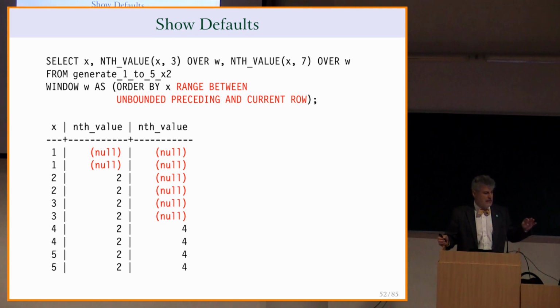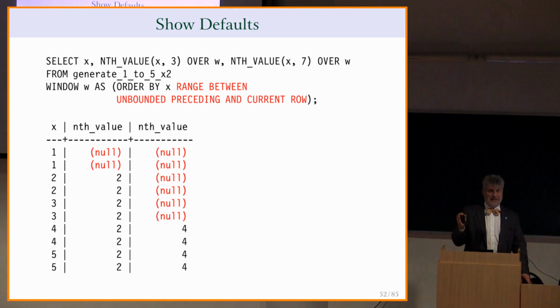The reason this is a null is because nth value works on frames, and there is no seventh value in the frame until you get to the seventh row. It can't see beyond the frame you've defined. Because the frame is defined as order by x, range between, the frame is literally the peers of x, and in this case you don't get to the seventh row until you actually are on the seventh row, and then you can see it. But if you look at this row, it can only see 3 rows. So there is no seventh row.